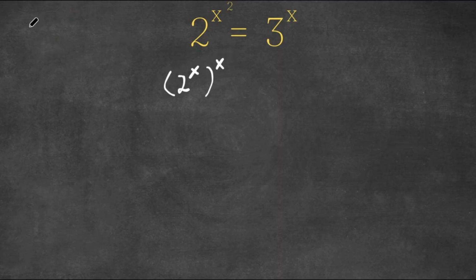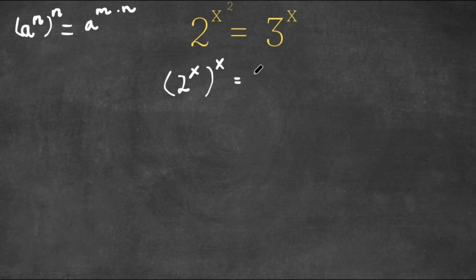If you guys didn't already know, if we have something in the form a to the power of m, to the power of n, this is equal to a to the power of m times n. So as you can see here, 2 to the power of x to the power of x would equal 2 to the power of x squared, because x times x is x squared.